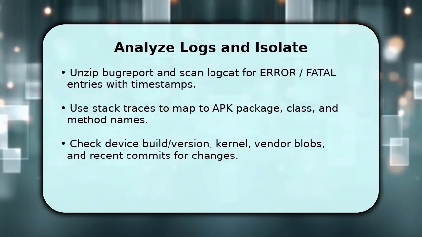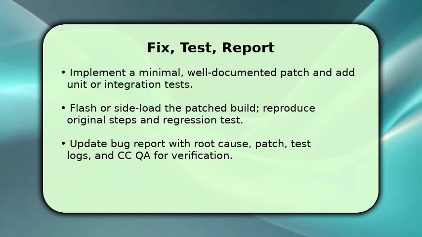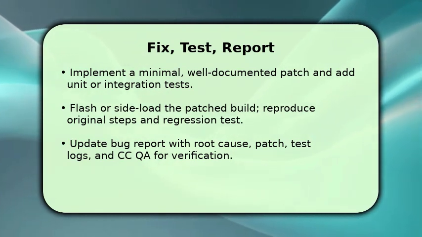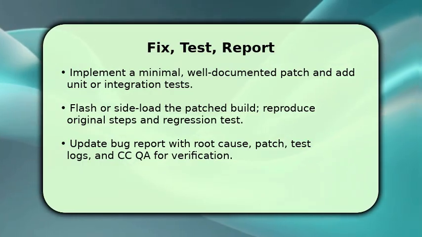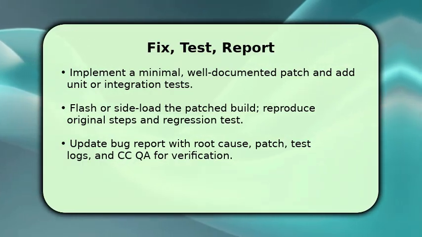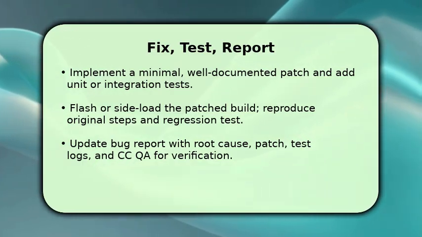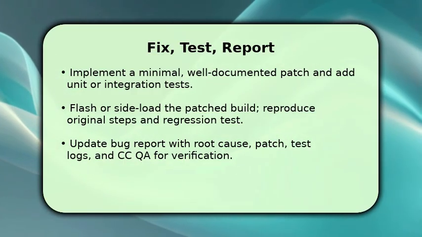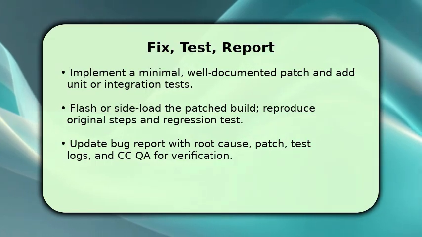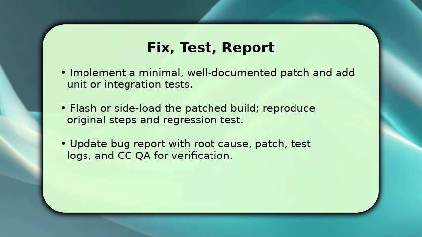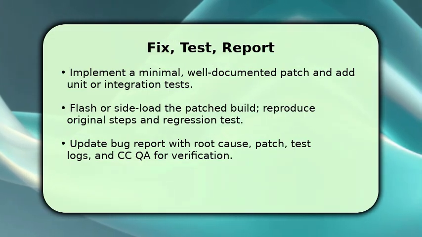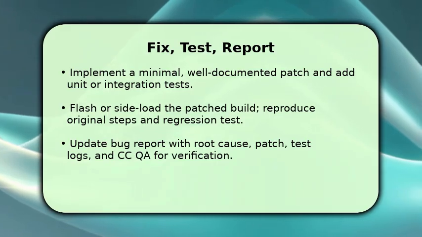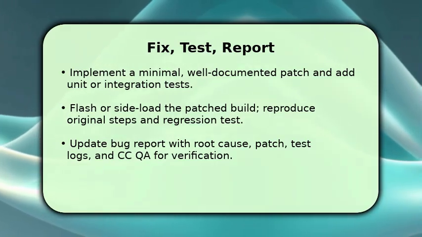You apply a focused fix that addresses the root cause discovered in the traces, then add tests that prevent regression. Build and sideload the patched APK or firmware onto a clean Oppo device, reproduce the original steps, and run full regression cases. Once verified, update the bug report with the root cause analysis, patch diff, test results, and installation instructions so QA can validate. If something still fails, recapture a fresh bug report immediately after the failure to capture new traces for deeper debugging.